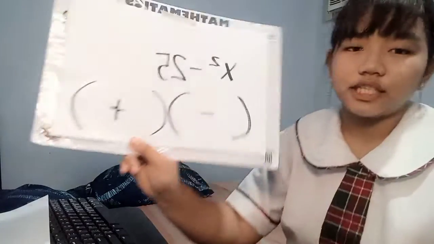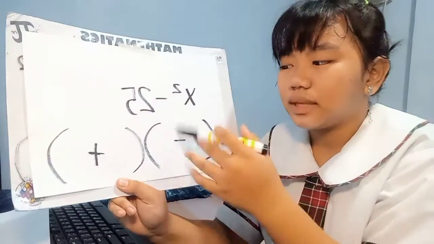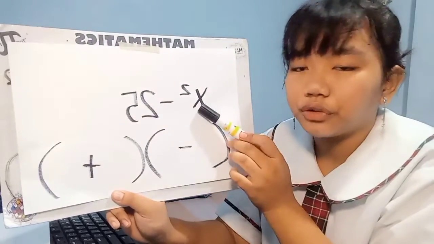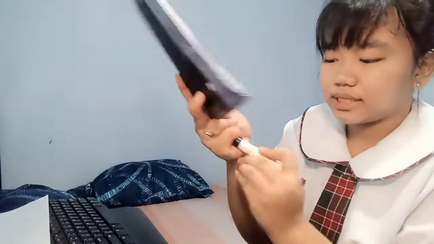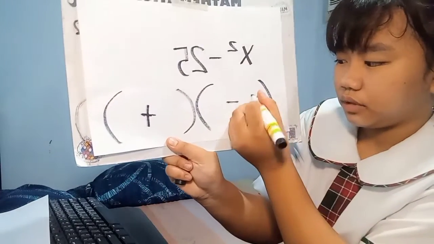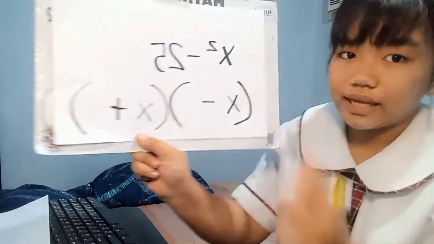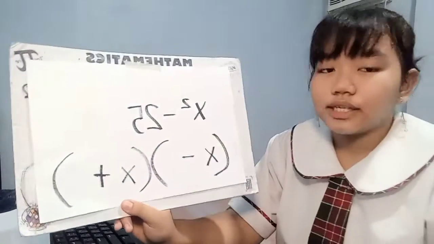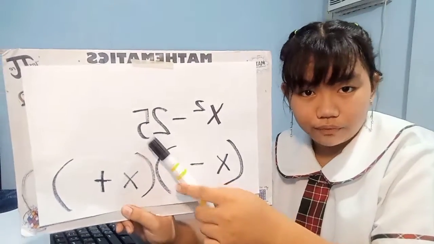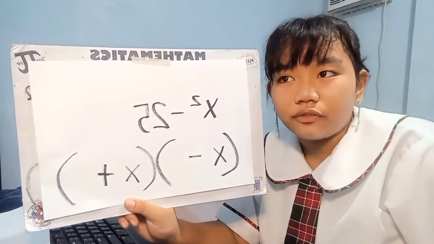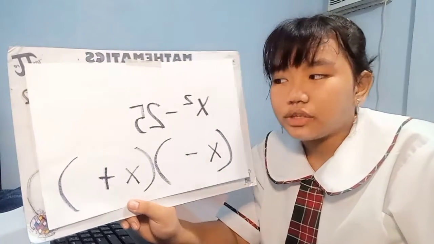And after we have done these two steps, we're going to find the square root of x squared, which is x. You're just going to write x here and x on the other side. Then, the last thing that you need to do is find the square root of 25. So what is the square root of 25? When you multiply it by itself, the answer is 25.